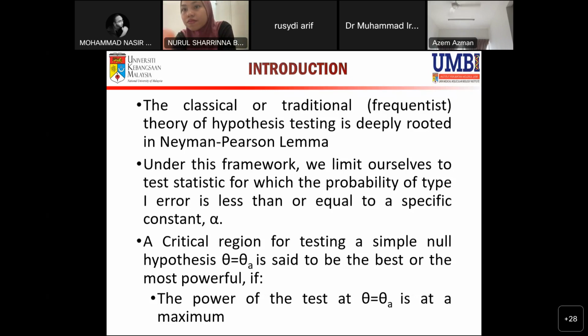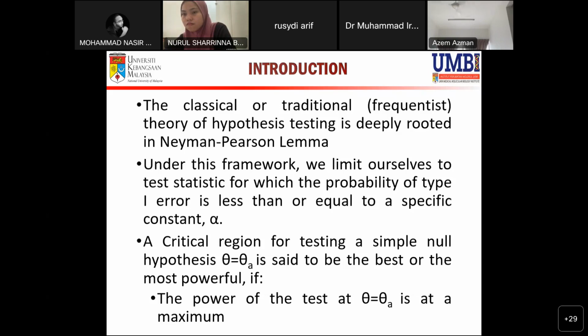Point number 3: a critical region for testing a simple null hypothesis, where the parameter value is equivalent to the value assumed under the alternative hypothesis, is said to be the best or the most powerful if the power of the test at the alternative hypothesis value is at maximum. So in this case, we preserve the type 1 error at certain values, but our task is to find a critical region where we can say that the power of our statistical test is at maximum.